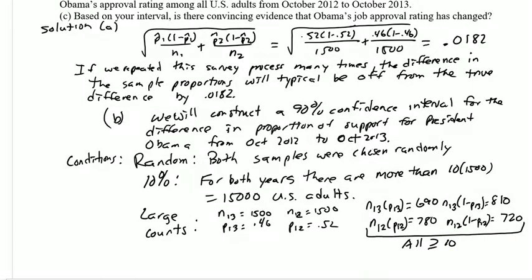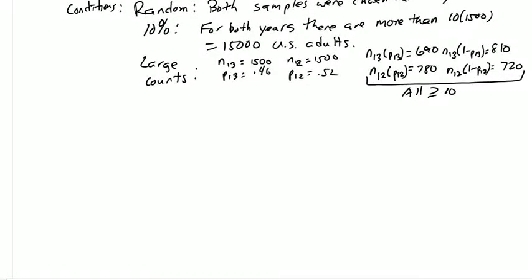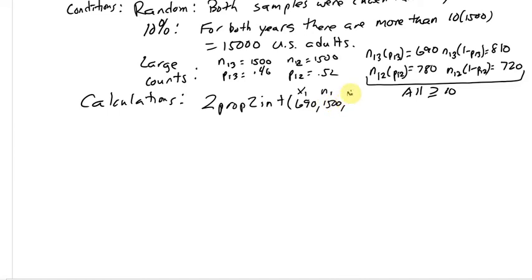Now we have to do our calculations, and we're going to do it with 2-PropZInt. What we put in is x1, which we decided was 690, and n1, 1500, and then x2, 780 successes, n2, the sample size again, and then our C level is 0.9 or 90%. So we're just telling them what we're putting into our calculator to get our answer. We're not going to do the calculation by hand.